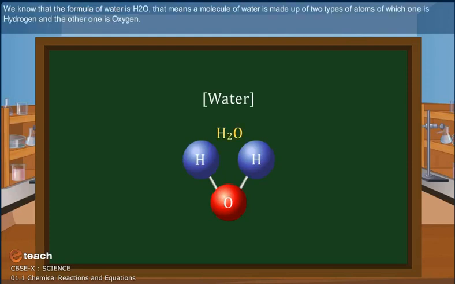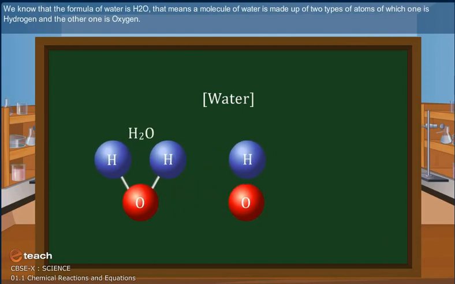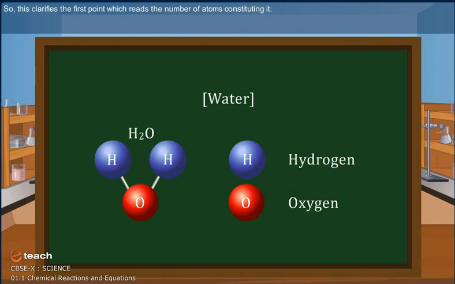We know that the formula of water is H2O. That means a molecule of water is made up of two types of atoms. One is hydrogen and the other one is oxygen. So, this clarifies the first point, which reads the number of atoms constituting it. Now, in water, that is H2O, 2 symbolizes 2 atoms of hydrogen, and since there is no subscript for oxygen, it means there is only 1 atom of oxygen. Hence, a total of 3 atoms form 1 molecule of water.